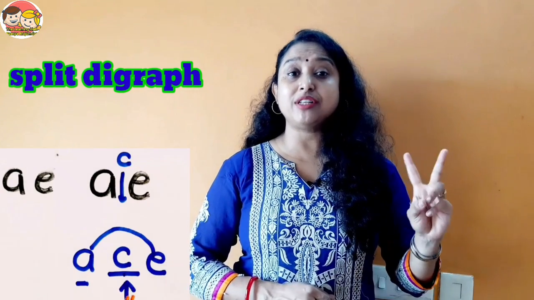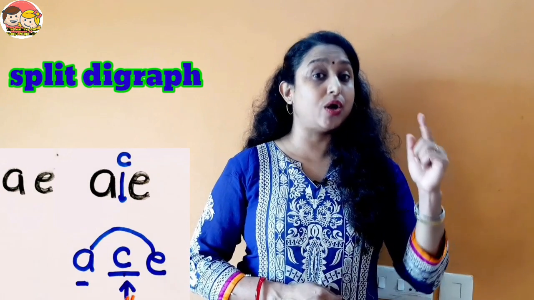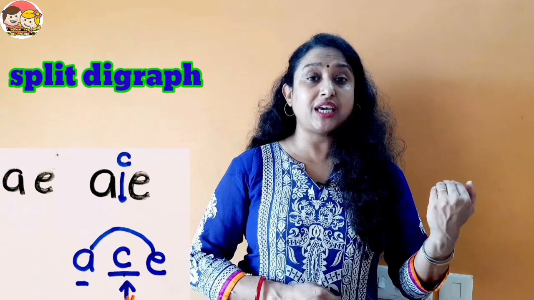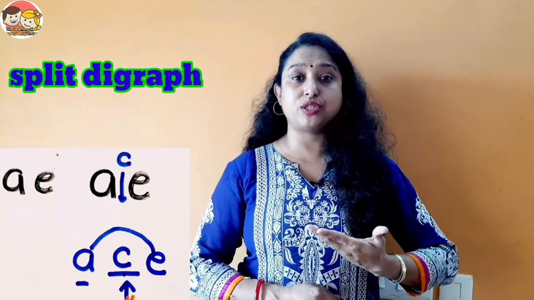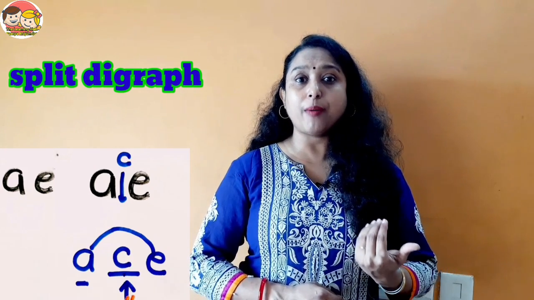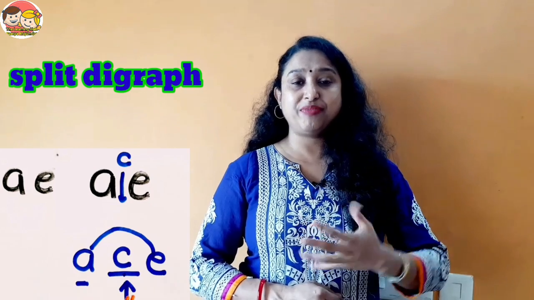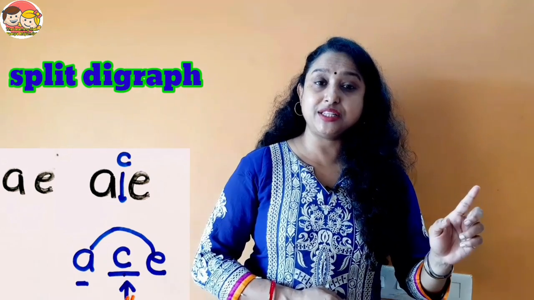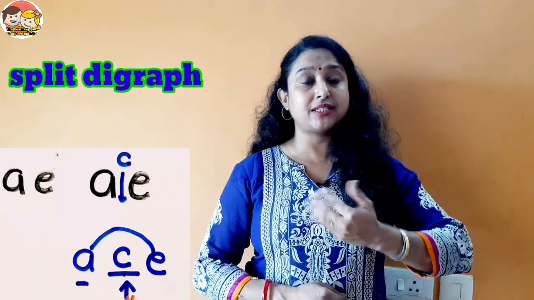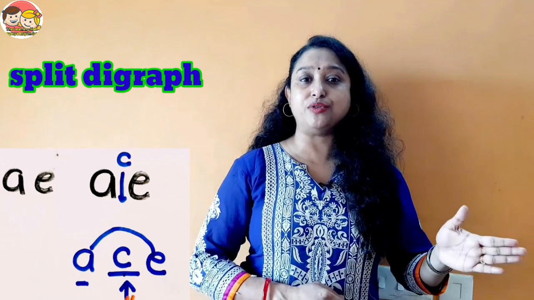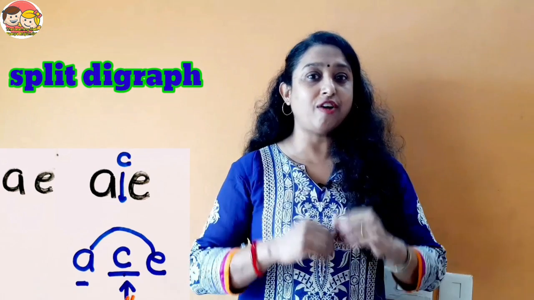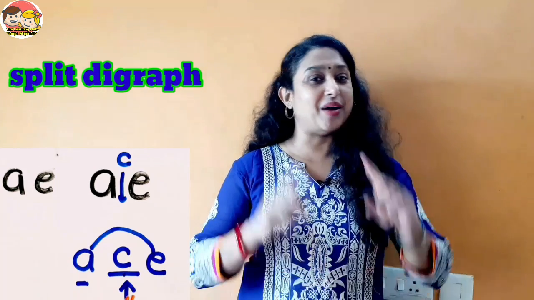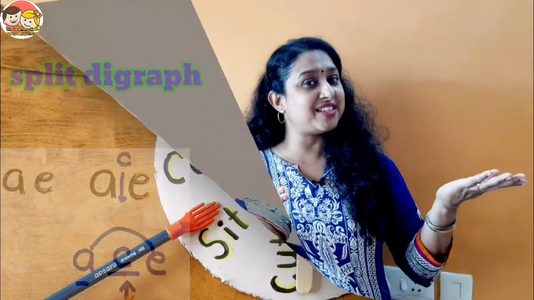It is also known as split digraph. When two vowels are separated by a consonant, the magic E can jump over a consonant and it gives its power to the other vowel. In this way, the magic E becomes silent and the other vowel makes the long vowel sound. So this is the magic of magical E. Now let's move on to the activity.